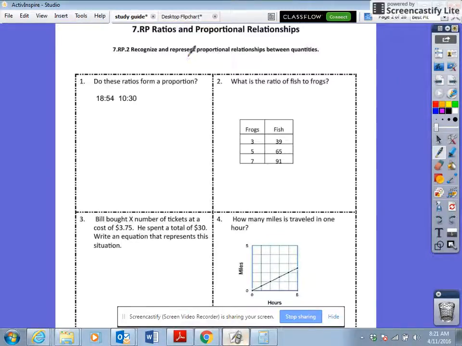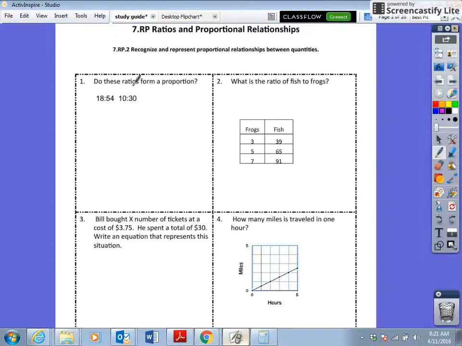Okay, now we're coming back to 7.RP.2, recognize and represent proportional relationships between quantities. And I know that a lot of you have forgotten proportions, but as soon as I explain this a little bit, you'll go, oh yeah, I remember. So remember from the last part, proportion is just like a fraction. So you see how this is written? That is one way to show a proportion.